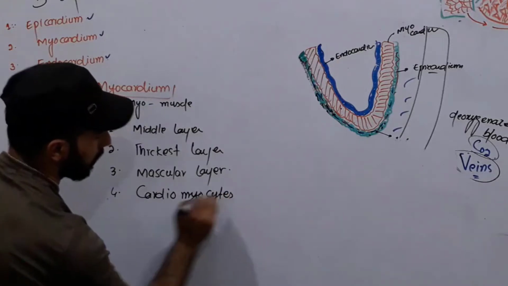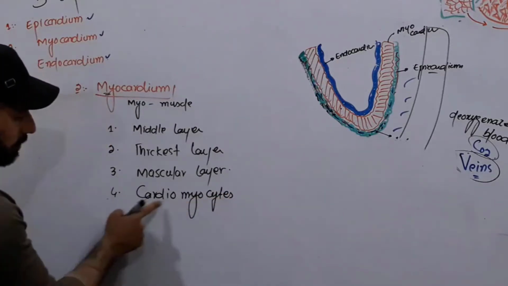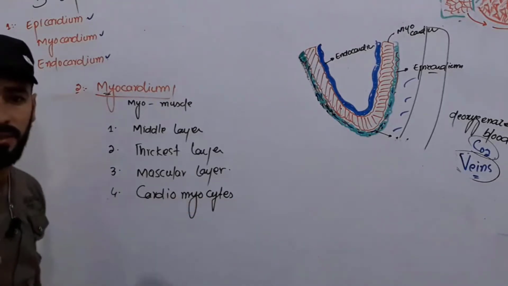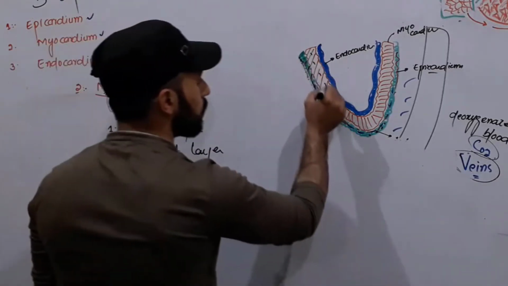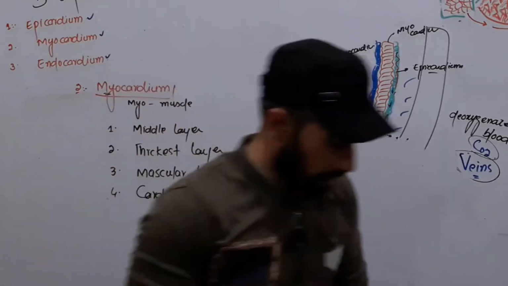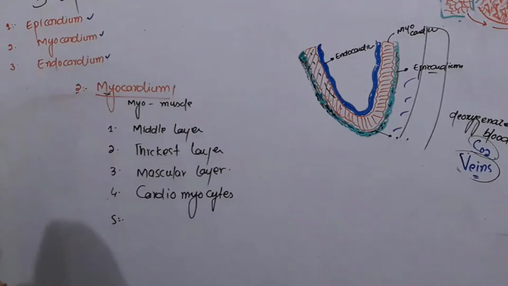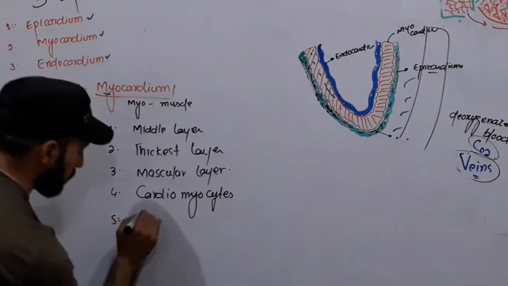Cardiomyocytes. The cells of which muscles? Cardiac muscles are present here. Cardiomyocytes are present here. Yes, we say that these cells are connected through intercalated discs.